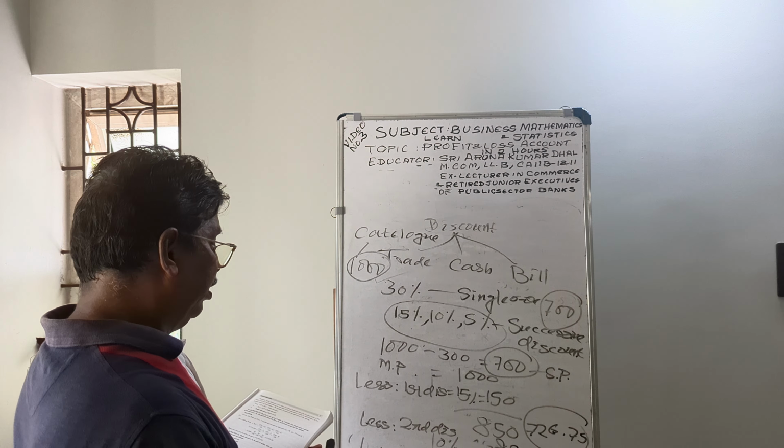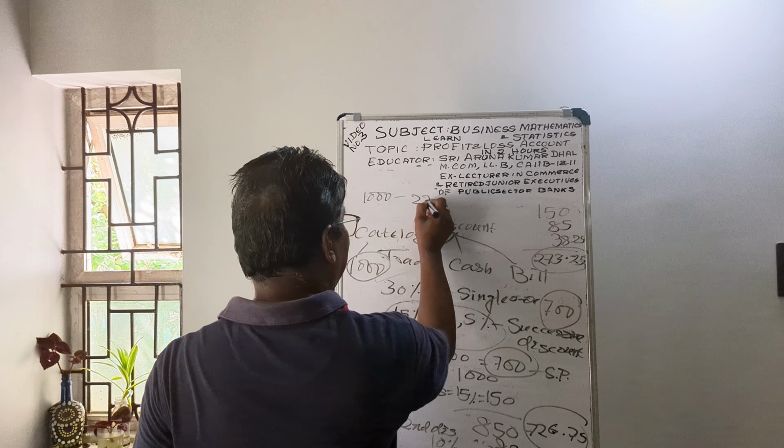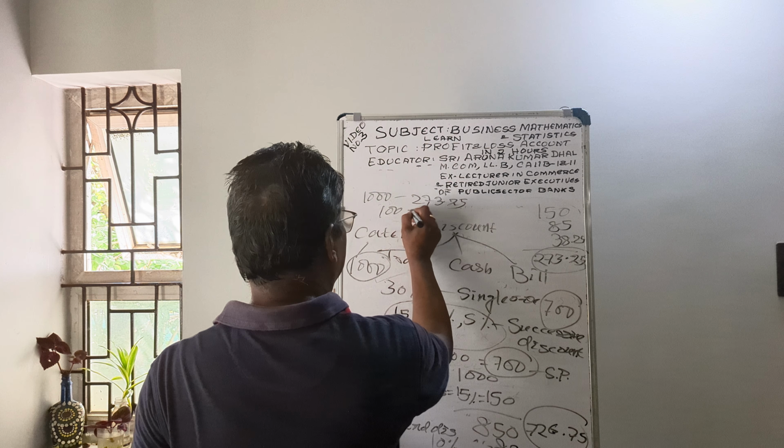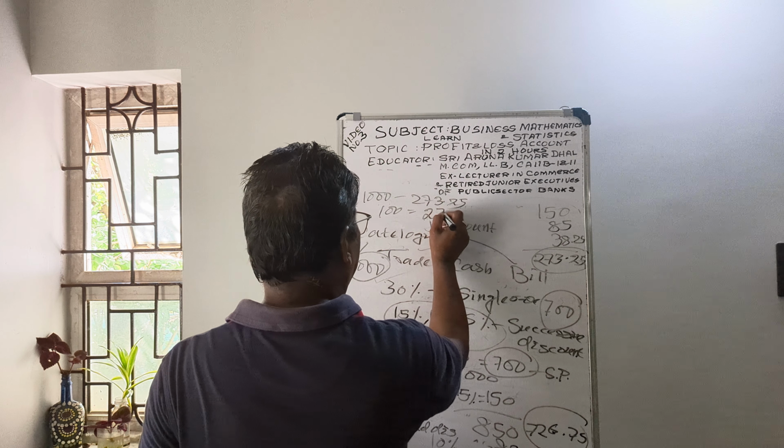If we consider it as a single discount in total, how much discount did we get? We have to calculate like this. First discount is 150, second discount is 85, third discount is 38.25. So how much is it? 273.25. First discount is on 1,000. So on 1,000 the discount is 273.25, which means 27.325%. This is successive discount. If it is discount in one lot, it is 30%.